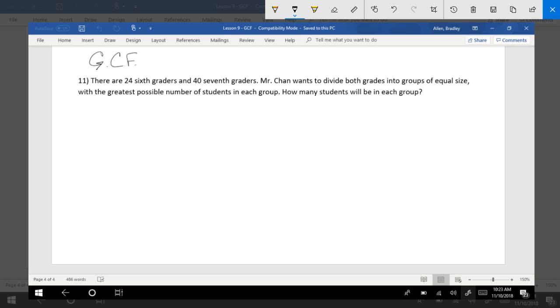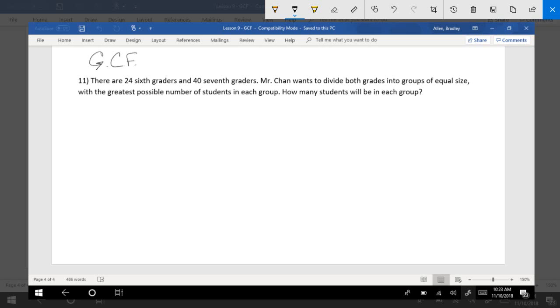There are 24 sixth graders and 40 seventh graders. Mr. Chan wants to divide both grades into groups of equal size, with the greatest possible number of students in each group. How many students will be in each group?